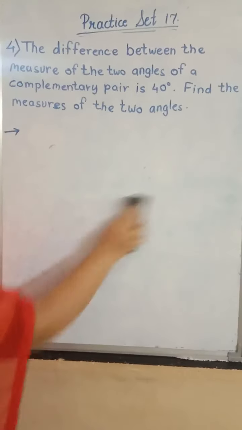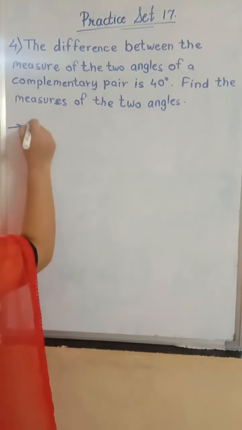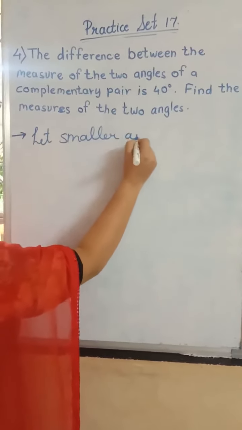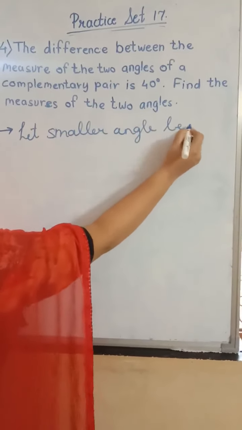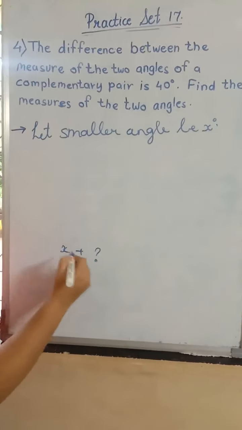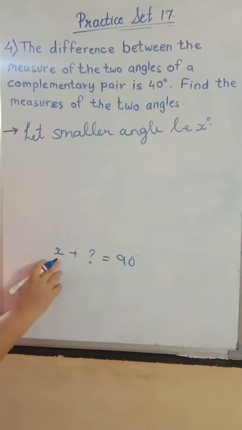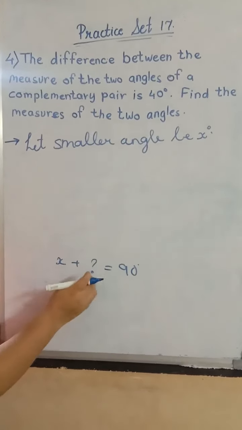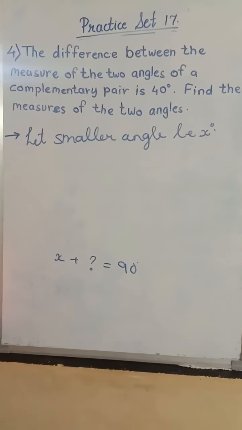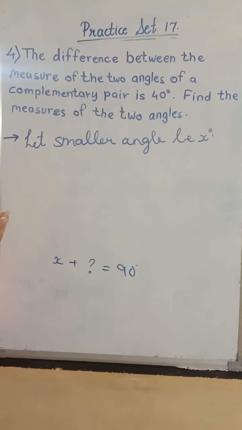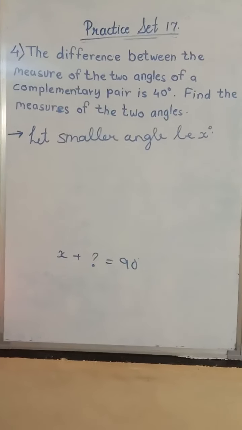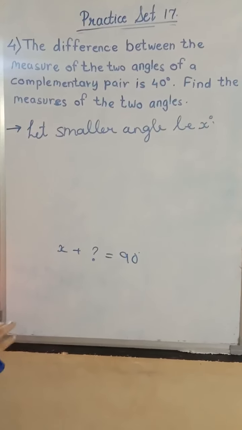So now children, we will assume these numbers. Let the smaller angle be x degrees. Means one is x degrees. Now we don't know the other. We have assumed that the smaller is x degrees, and suppose now this is bigger. Bigger by how much? Now it is like your brother and sister. If you are smaller and you have a younger brother and the difference is 3, then he will be 3 bigger than you, and you will be 3 smaller than him.